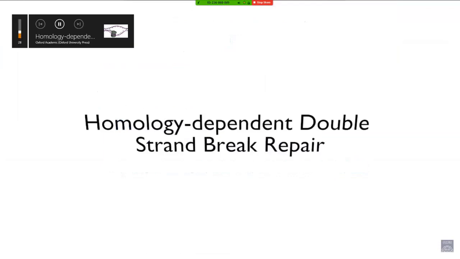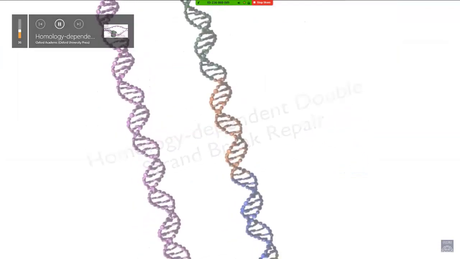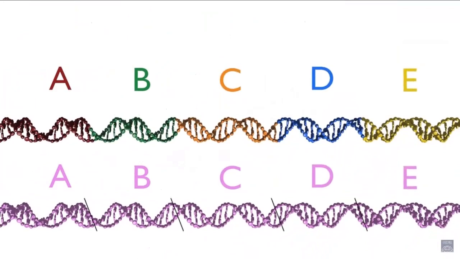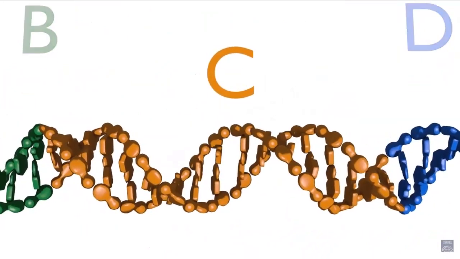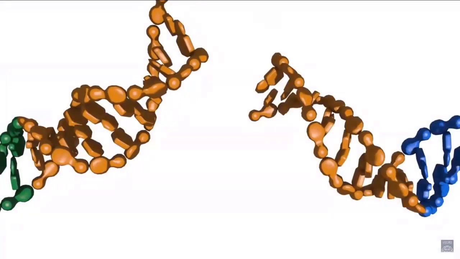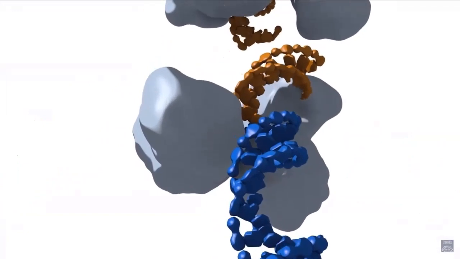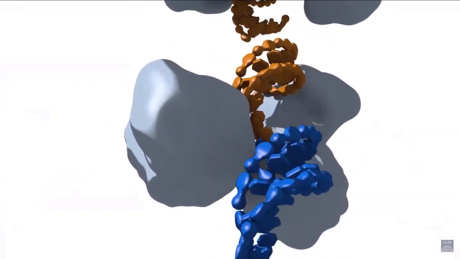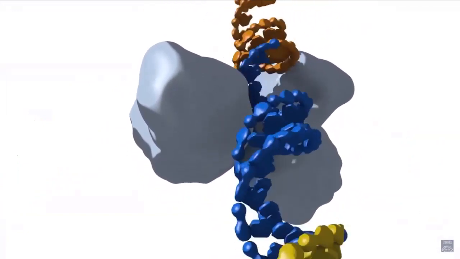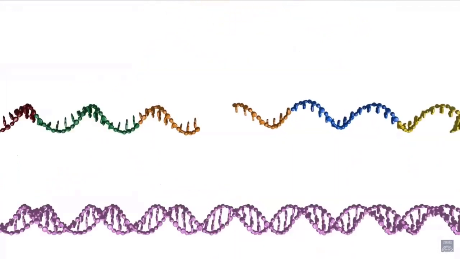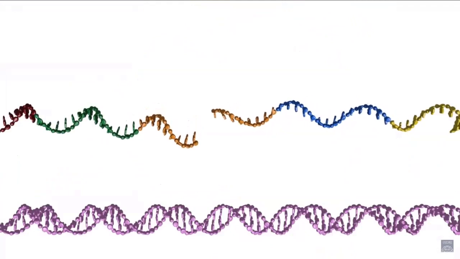To see how a cell repairs a double-strand break using DNA homology-dependent double-strand break repair, let's imagine that we have a parental DNA duplex containing the sequence A, B, C, D, E. We then imagine that the duplex is broken by a double-strand break in the C region. To begin the repair process, double-strand breaks in the DNA first undergo nuclease degradation to yield duplexes with 3'-ended single-stranded tails. These tails may be hundreds of base pairs long.